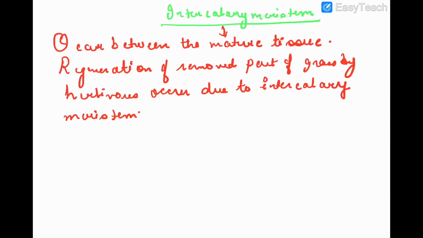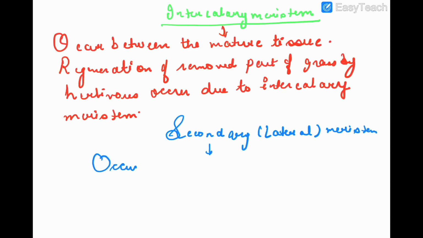Now let us talk about the third type of meristem, that is secondary or lateral meristem. Secondary or lateral meristem occurs in mature regions of root and shoot.